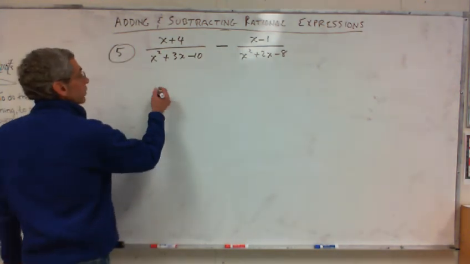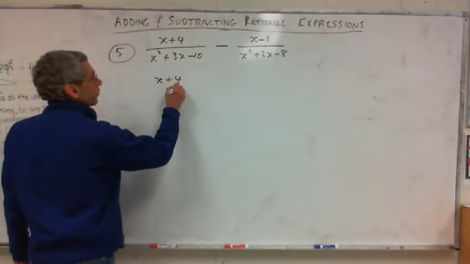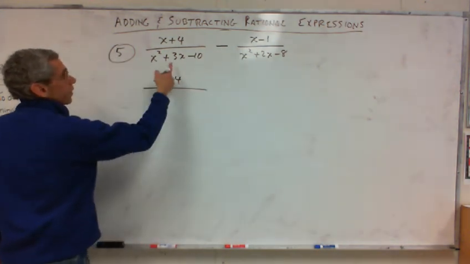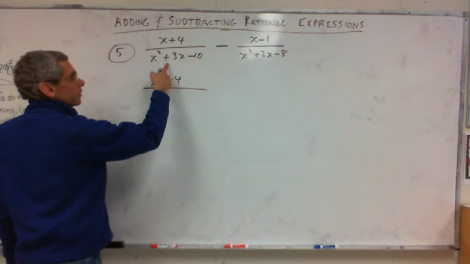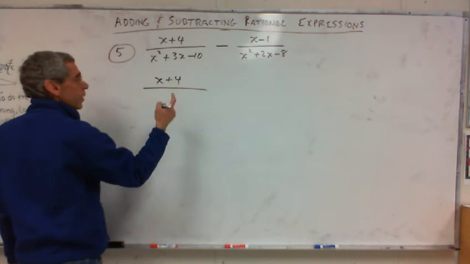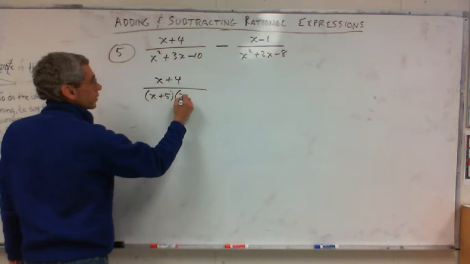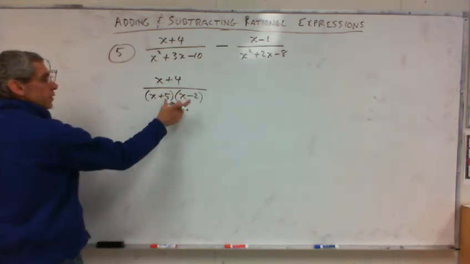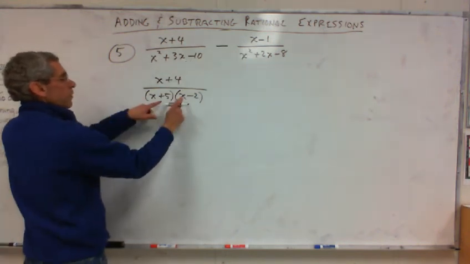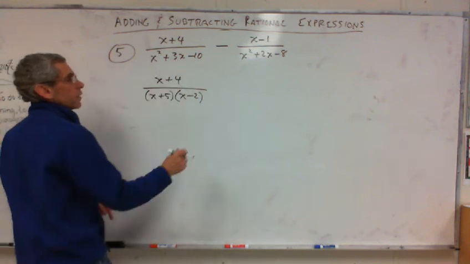So I'm going to factor this. I've got x plus 4 on the top. There's nothing more I can do with that. But factors of negative 10 that add to 3: positive 5 and negative 2. So x plus 5 times x minus 2. Negative 10, yes. 5x minus 2x is 3x, yes.